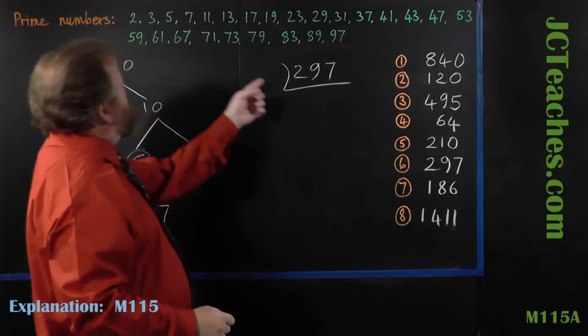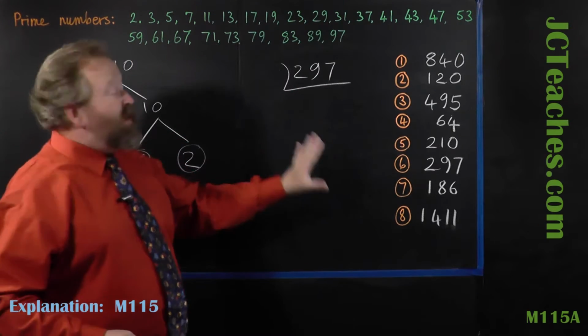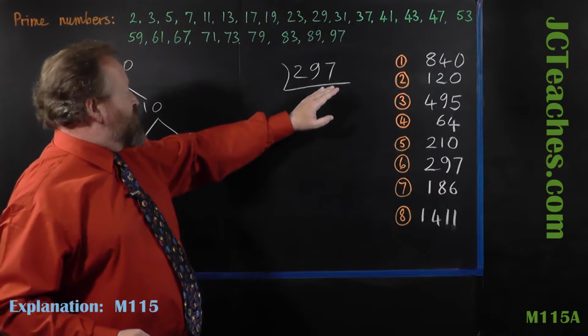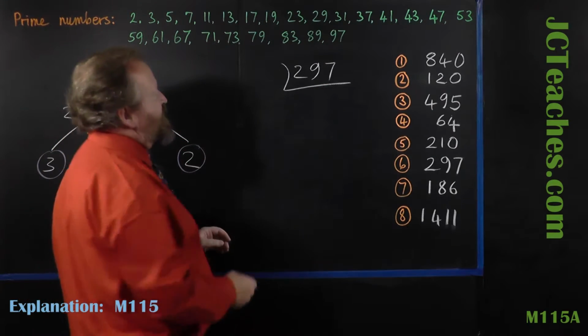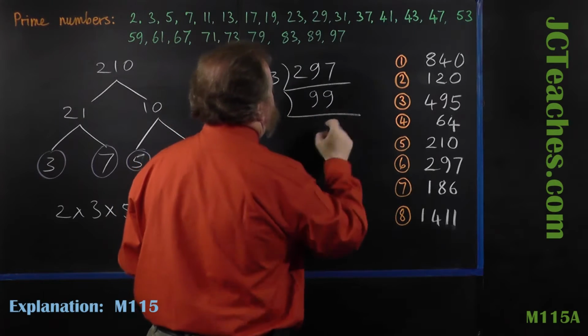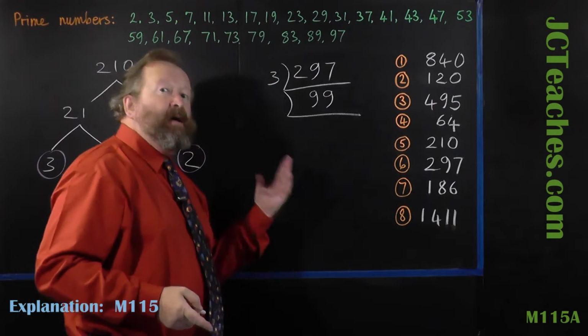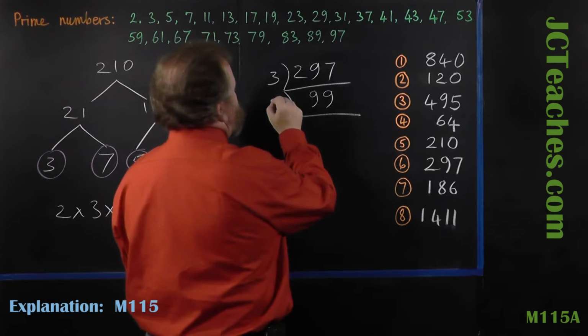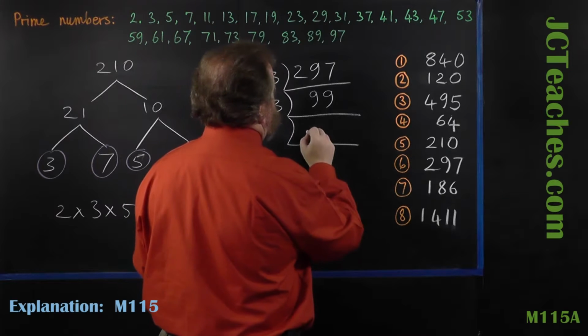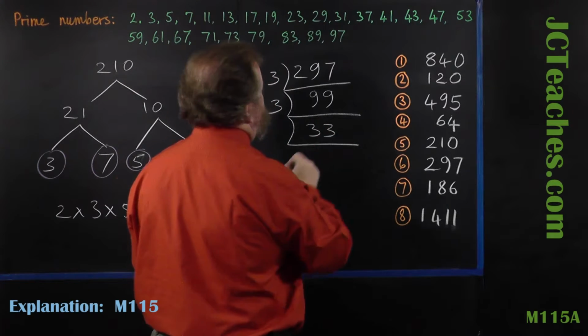Does that divide by 2? That's the first thing I'm going to do using this method. Does it divide by 2? No, it doesn't. It's an odd number. Does it divide by 3? I think it does. I think it's 3 times 99. So 3, 99. Does that divide by 2? No, it doesn't. It's an odd number. Does it divide by 3? I believe it does. I think 3 33s are 99.